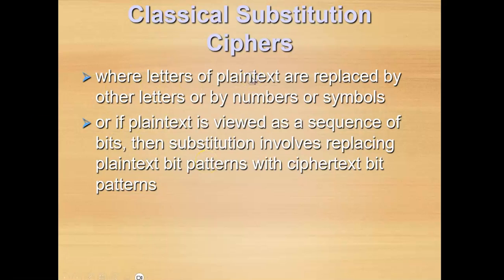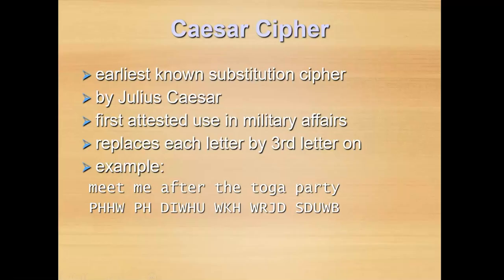Let's see some examples for this one. The first and foremost substitution cipher technique is Caesar cipher. This is the earliest known substitution cipher, developed by Julius Caesar, and it was used in military affairs. Here the plain text is alphabetical, and each alphabet will be replaced by the third letter after it in the series of alphabet.